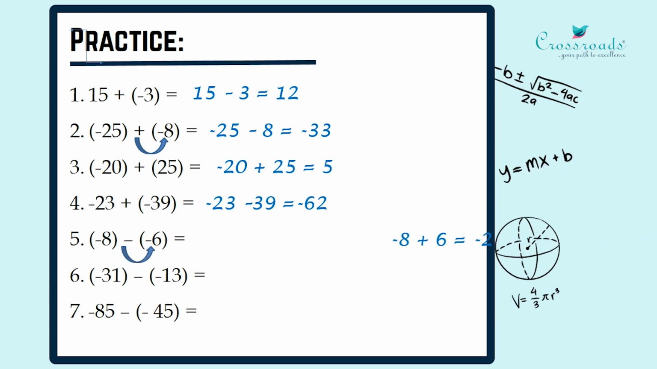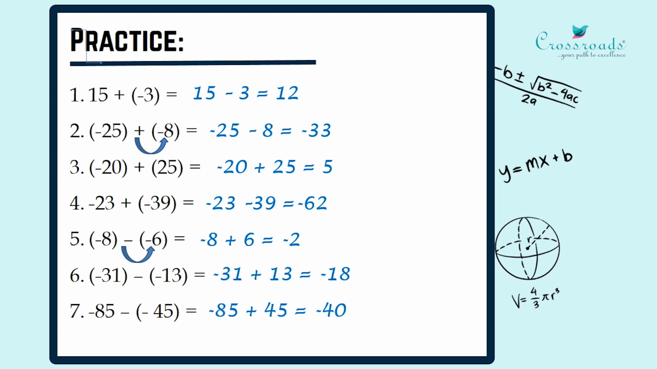Minus into minus is plus. Therefore it's going to be minus 8 plus 6. Again one is negative, one is positive. Take the difference and retain the sign of the greater number. Here the greater number is 8, which is a negative number. Hence the sign is going to be minus. So the resultant sum is minus 2. Minus 31 plus 13, the difference is going to become minus 18.